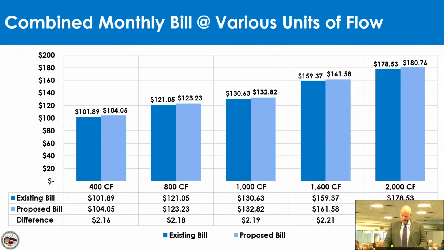Of course, the proposed bill does go up, and it's in the range of $2.16 up to $2.23 a month is the impact on a combined water and sewer bill for the customers at all those levels of usage. Slightly on the lower end of that range for the low usage customer, and then about 8 cents higher on the higher use customer.